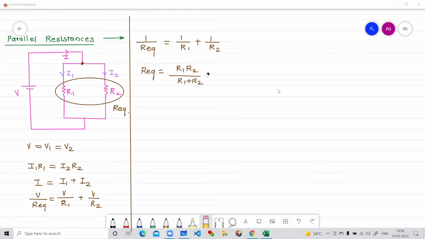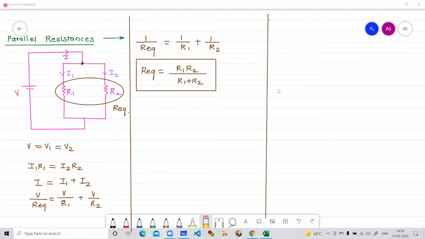One minute. Yeah. So now, nobody has any doubt in this, I know you did this many a time. Now the main thing, which you are not aware of, is the current division rule. So let us go for it.